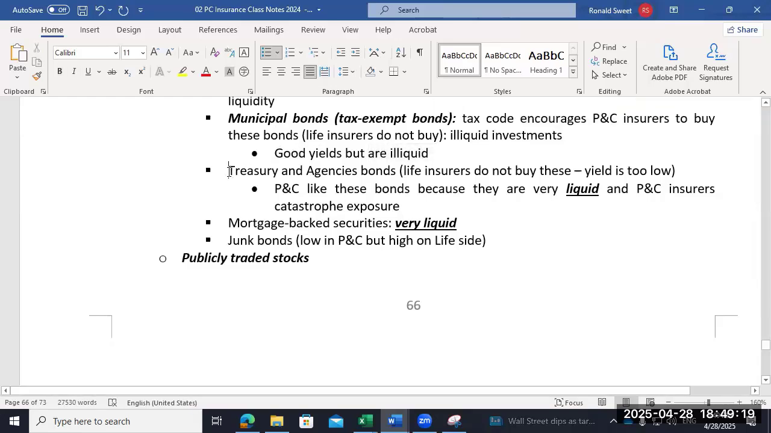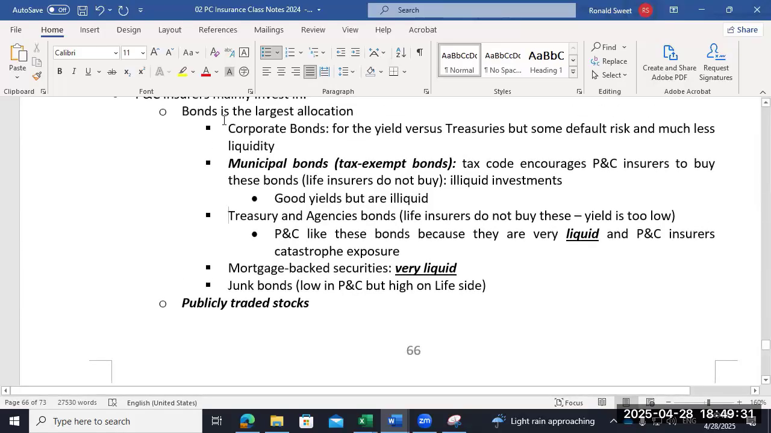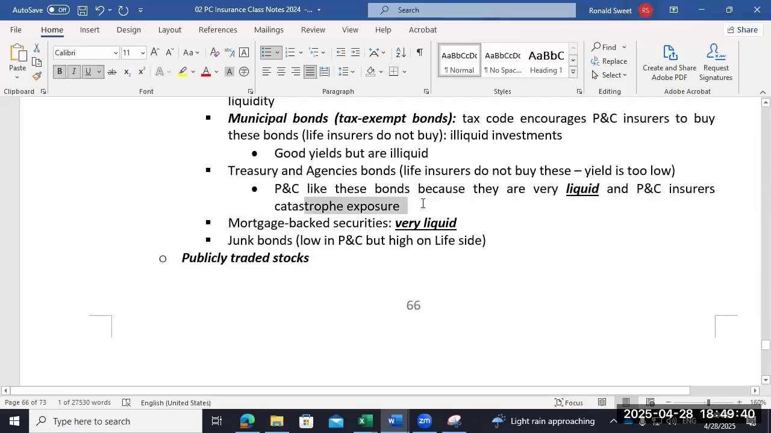They buy treasuries and agency bonds. They don't like the return because it's lower than corporates, but they are extremely liquid. And so that's where you get your funding to help pay for catastrophes. So corporates and municipals give you some yield, and then treasuries give you some liquidity. They do like mortgage-backed securities. They're also very liquid, but they don't have a whole lot, 5% or so.